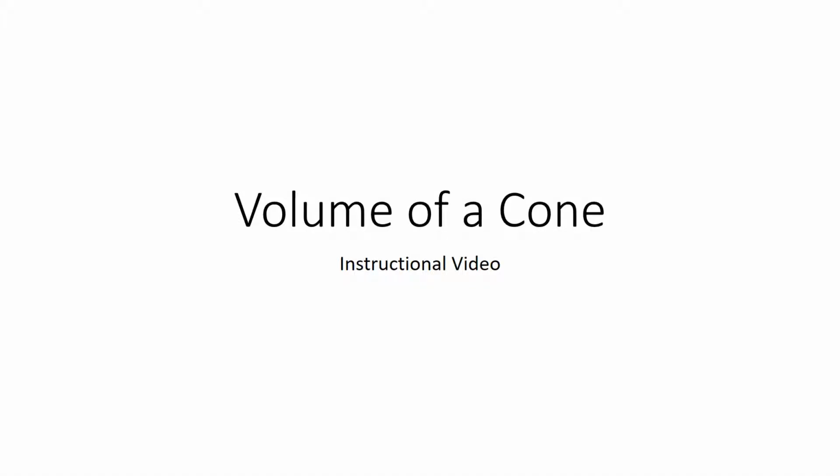This is an instructional video on how to find the volume of a cone. For the volume of a cone, we're going to use the formula V equals pi r squared h. That part is exactly like the cylinder. And we're going to add one more step, dividing by 3.